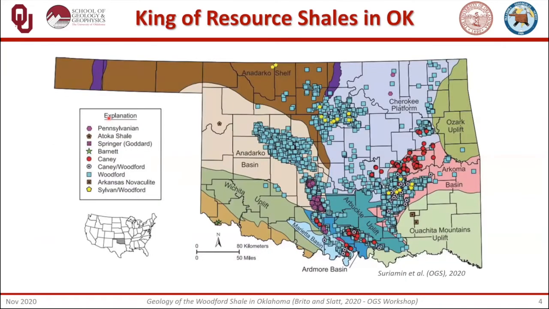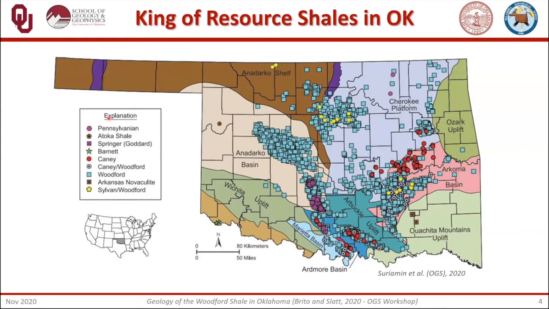I took the liberty of taking this updated map from the OGS, from Ming's presentation on the first day, showing the different shale resources in Oklahoma. We have to accept that the Woodford Shale is the king of the shale resources in Oklahoma. You can see with those blue squares how many wells have been drilled in the Woodford, particularly horizontal wells, in the Arkoma Basin, the Anadarko Basin, the Ardmore Basin, and the Marietta Basin.